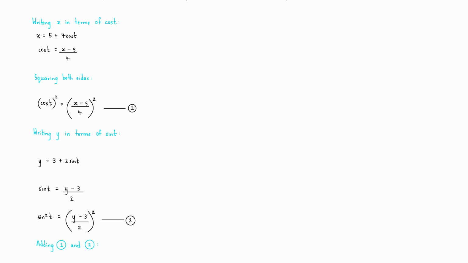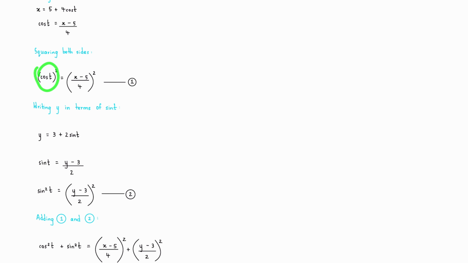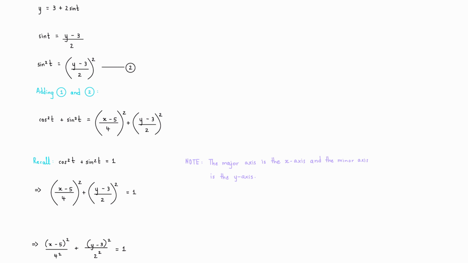Then we're going to add these two equations to each other. We add the left-hand side to the left-hand side and the right-hand side to the right-hand side. And we know from our identity that this left-hand side is equal to 1. All right, so when we do that, we can recognize something very quickly. Also note that the major axis is the x-axis and the minor axis is the y-axis.